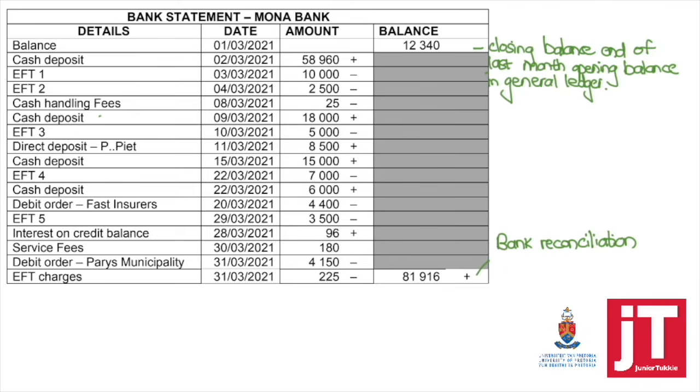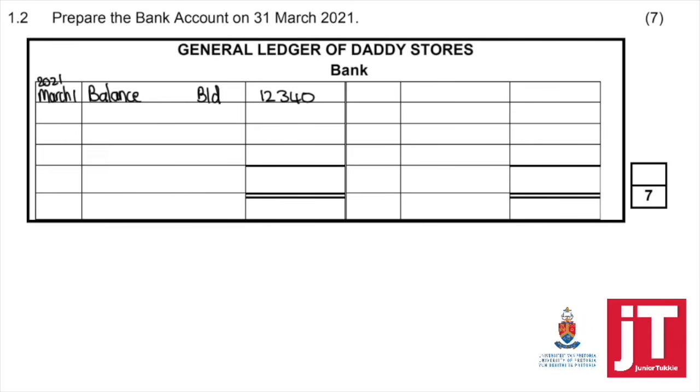If I look at the month-end balance, that 81,916, that will go to your bank reconciliation statement as balance as per bank statement. So March the 1st, balance brought down 12,340.